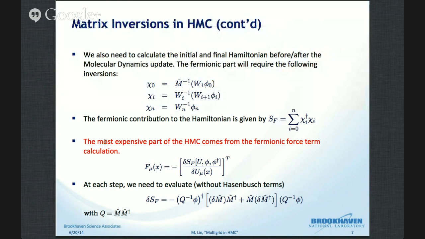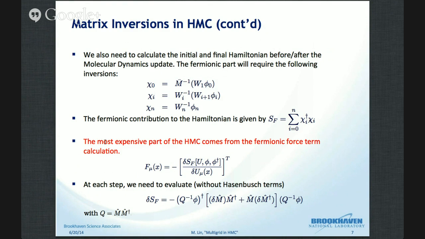And then we need to calculate the initial and final Hamiltonian, because then we can use it to decide whether to accept or reject the new configuration. And here it will also involve some matrix inversions. But again, you only need to do this twice per trajectory, so it's not a big cost. The most expensive part of the HMC comes from the fermionic force term calculation.